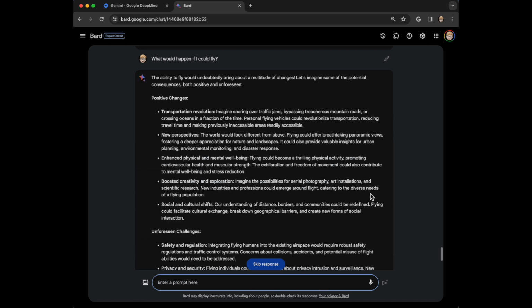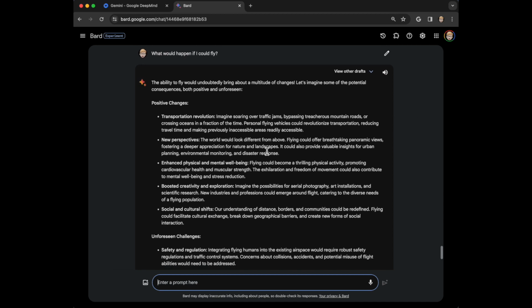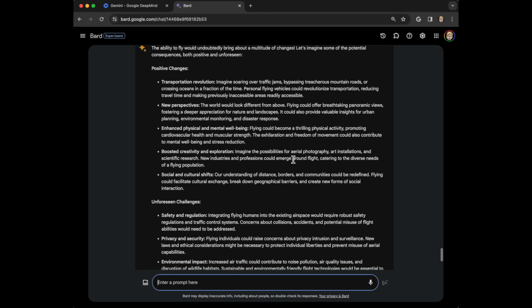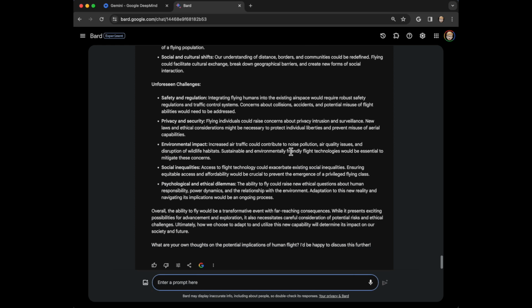And this feels very similar to the way it's responded in the past. The ability to fly would undoubtedly bring a multitude of changes. Let's imagine some potential consequences. So it outlines several positive changes around transportation, new perspectives, enhanced physical and mental well-being, social and cultural shifts, but unforeseen challenges, which I loved how it breaks this down.